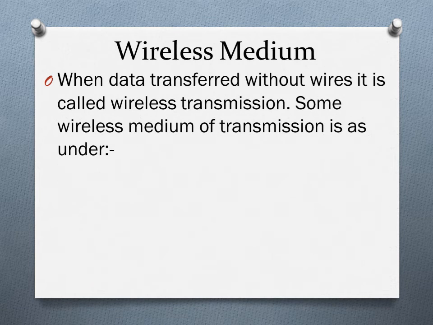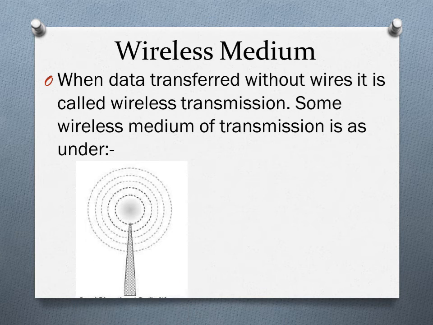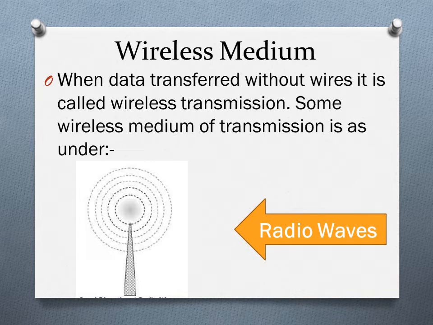Now the next is wireless medium. When data is transmitted over a network without any physical interconnection, that is without wires, it is called wireless network, and medium is called wireless medium of transmission. It is also known as unguided media. Data is transferred through electromagnetic waves. Based on the frequency, these electromagnetic waves are categorized as radio waves, which are commonly used for communication both indoor and outdoor, as in the case of cordless phone, FM radio.